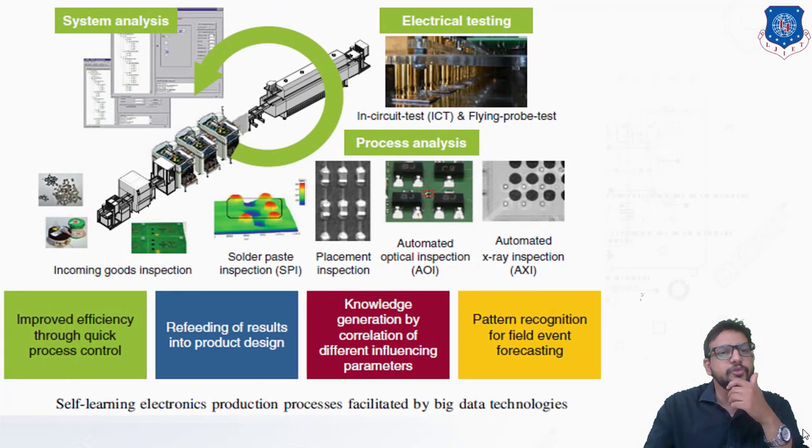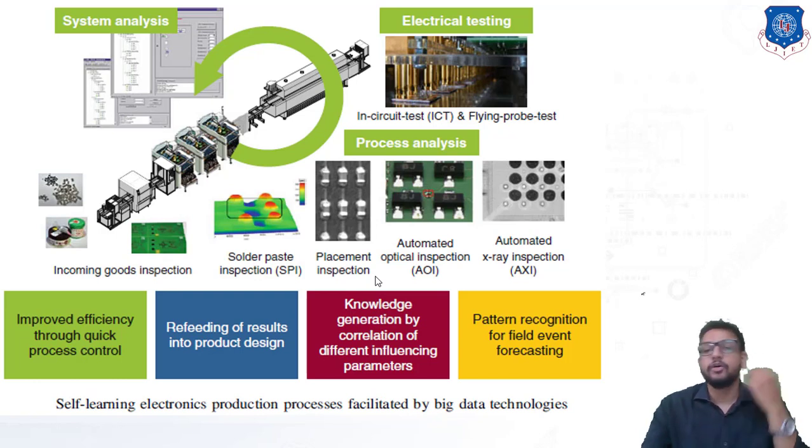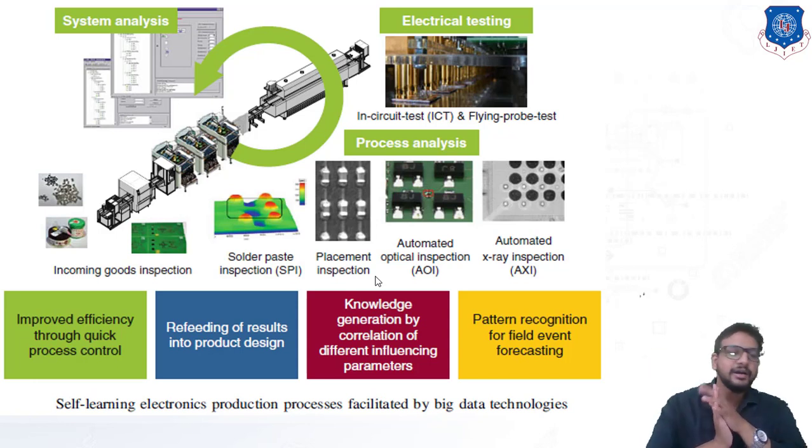Okay, now over here next you can clearly see that the entire inline arrangement of an electronic production system is shown, that is, surface mount devices are shown and how they are connected with our internet and server system. So you can clearly read that incoming goods inspection is shown, solder paste inspection is shown, placement inspection is shown, then AOI, that is automated optical inspection, and automated X-ray inspection. So this is basically representing a self-learning electronics production process which is facilitated by big data technology.